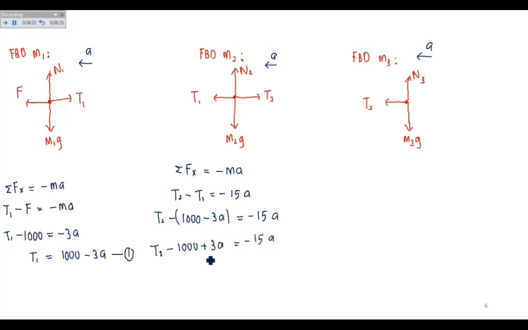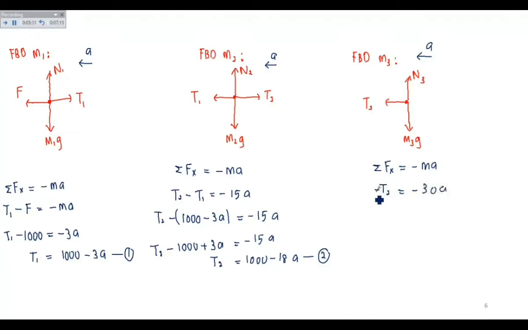Okay, so rearrange this equation. So we will get T2 equals to 1000 minus 18A. Okay, so this is our second equation. Alright, so now let's resolve force into X component for free body diagram yang ketiga. Summation Fx equals to negative MA. So T2, okay, T2 ni di arah kiri, so saya letaklah negatif kat sini. So negative T2 equals to negative 30A.